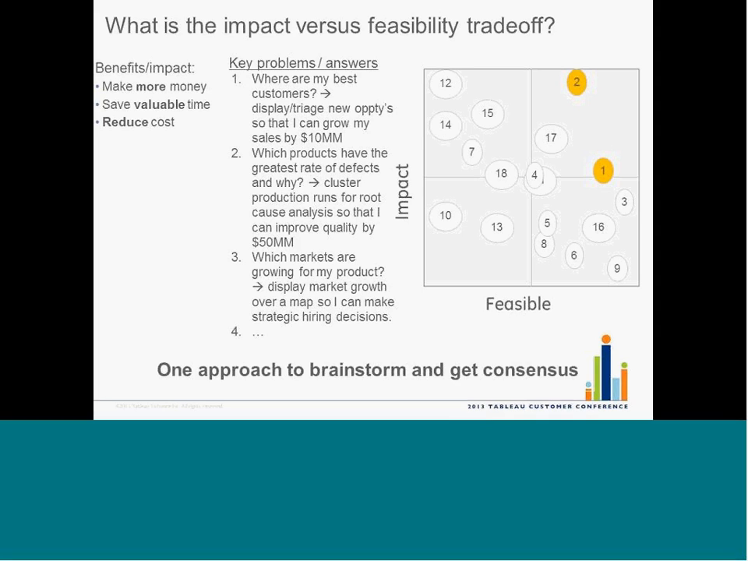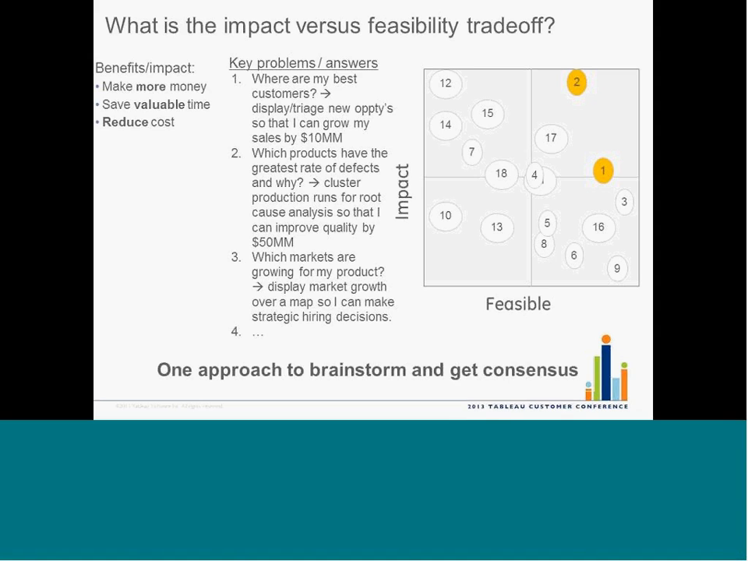We generally start off with basically a blank template, except for the benefits and impact, where we're saying as a team, we're going to be focusing on making more money, saving valuable time, and reducing costs. Again, we're reusing the pillars and the actions that we had in the past. And then we also come up with a very simple four-blocker.